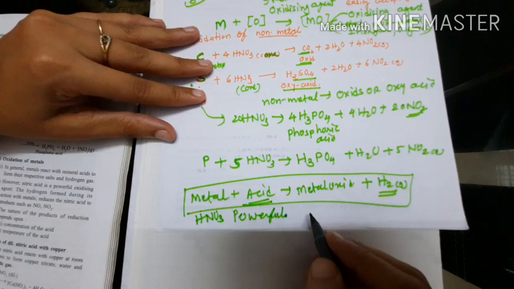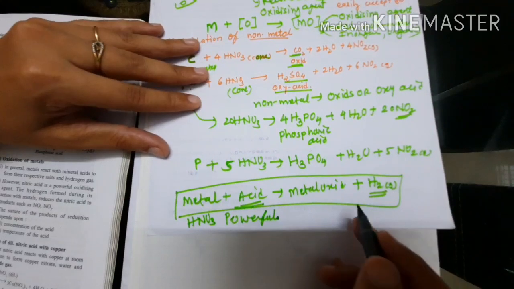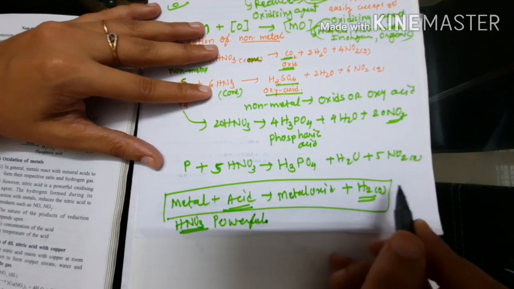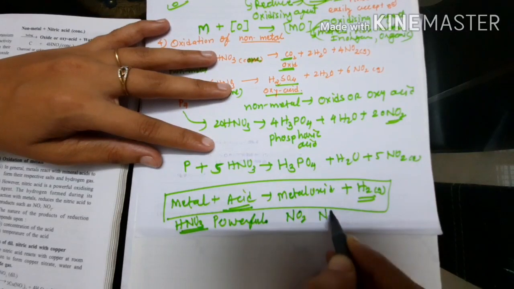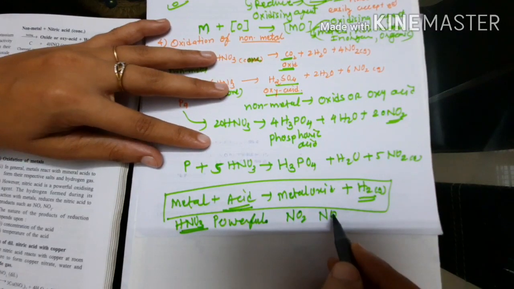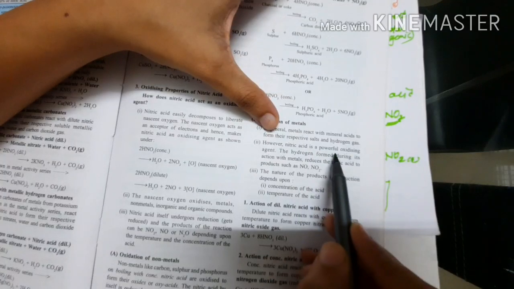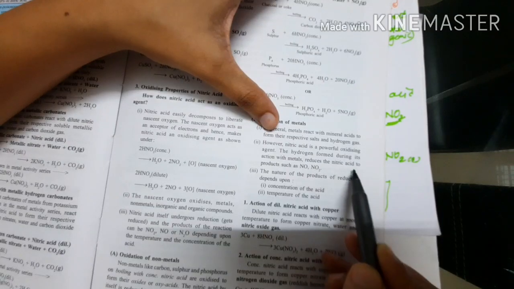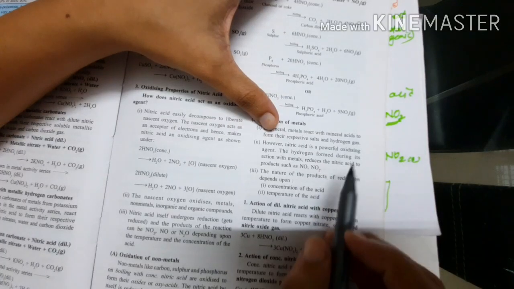So the hydrogen formed during its action with the metal reduces the nitric acid to produce nitrogen compounds. Because of its powerful oxidizing nature, instead of hydrogen gas being produced, the hydrogen reduces the HNO3 into NO2 or NO. You can read that in your textbook. Nitric acid is a powerful oxidizing agent; the hydrogen formed during its action with the metal reduces the nitric acid to produce nitrogen monoxide and nitrogen dioxide.